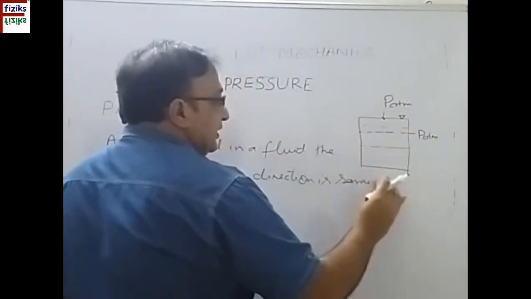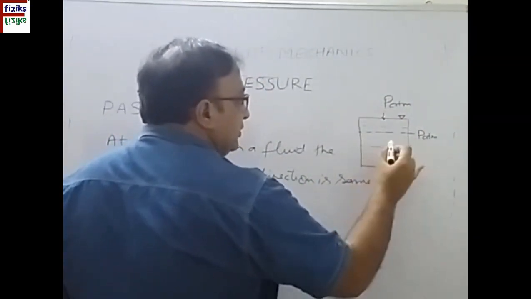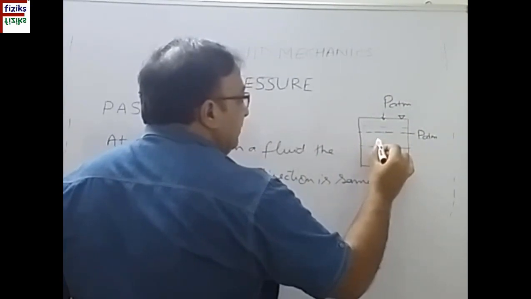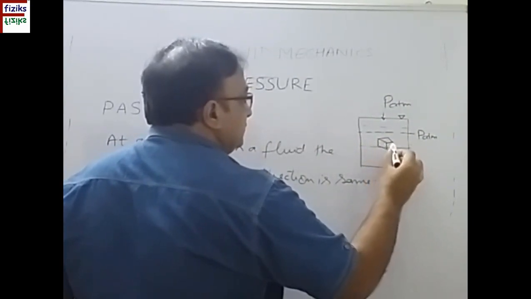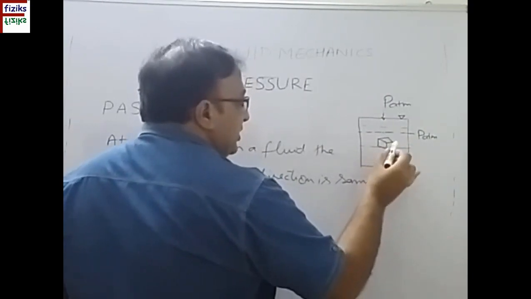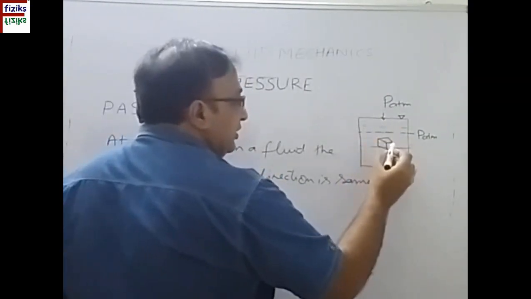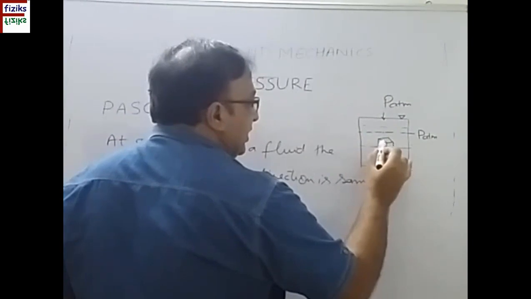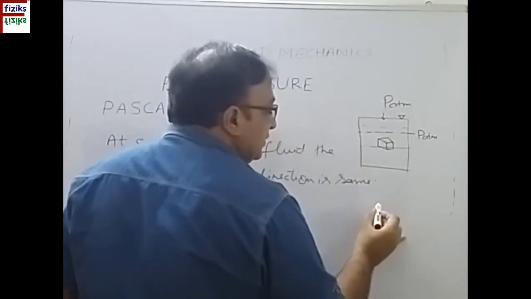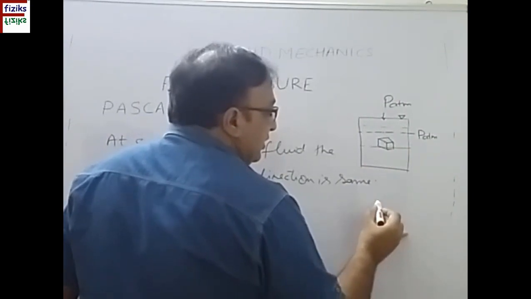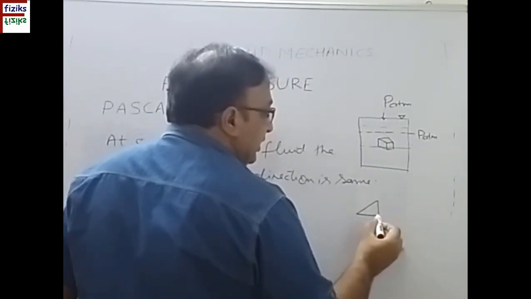Now let us discuss this column of fluid. If I take a very small element of fluid here, then pressure acting on this element in every direction, the thickness of this element is very small. Let us take an element which may be inclined.